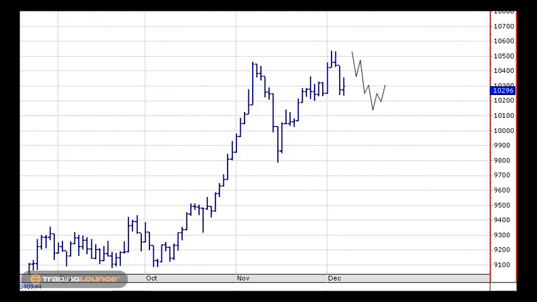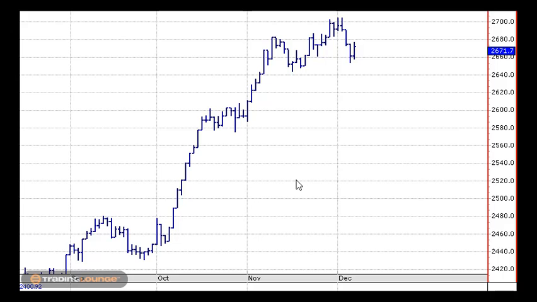When we look at the small caps that have also been a driver as well, I can see in this area here we've got 1, 2, 3, 4, 5 here, so we're running into a top here.